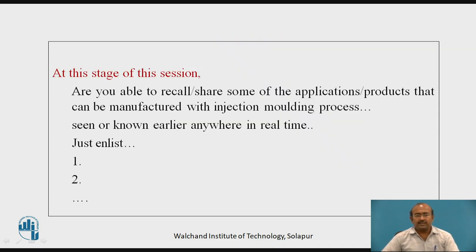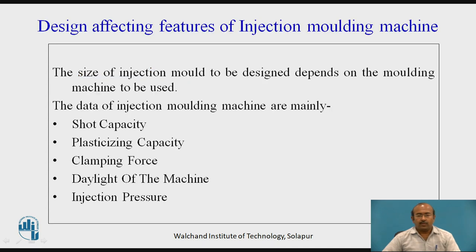At this stage of this session, are you able to recall and share some of the application products that can be manufactured with the injection molding process? Maybe seen or known earlier anywhere in real time. Just enlist those products. I hope you have enlisted the varieties of products that can be manufactured through the injection molding process.